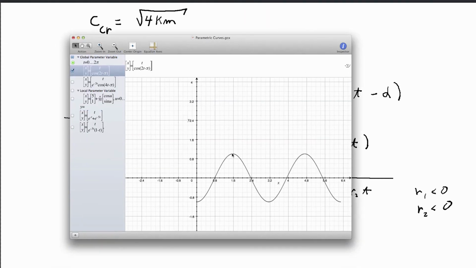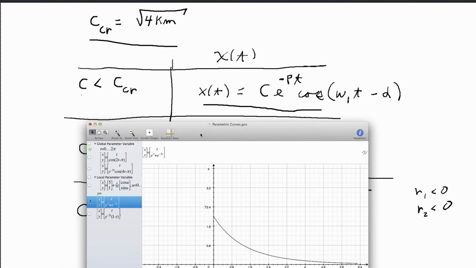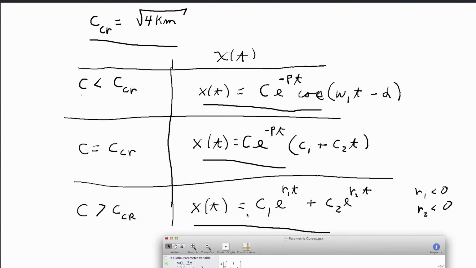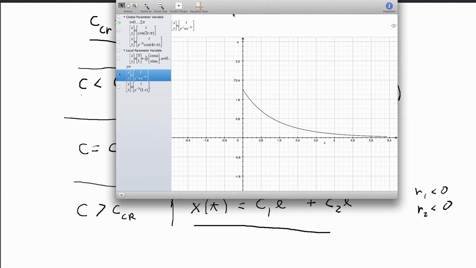So here's the undamped situation, right? And here's an example now where we get a solution of the last form, when we're beyond the critical point. And notice that when we're beyond the critical point, the damping is such that it doesn't allow the spring to actually reach the equilibrium. It just kind of approaches the equilibrium, okay?